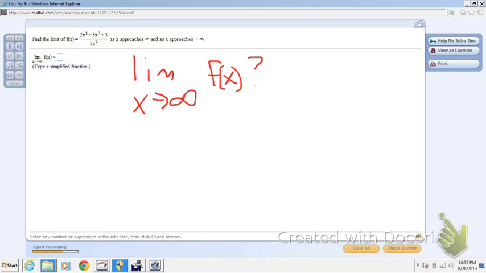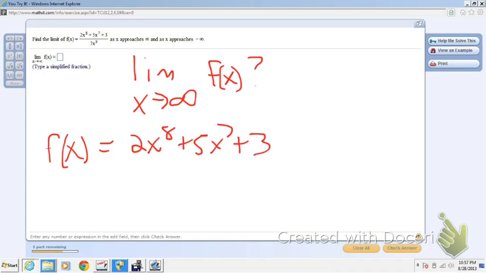That's what it's asking us. And f of x is equal to 2x to the 8th plus 5x to the 7th, I'm just writing it bigger so you can see it, plus 3, all over 7x to the 9th. Well, big note to self, the power in the denominator is higher than the power of the numerator. So hopefully you're thinking, gee, the horizontal asymptote is 0 when that happens. But we'll go through the math.